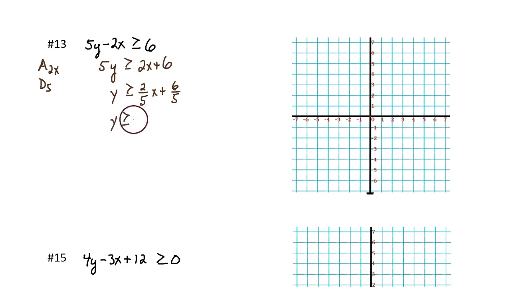The 6 over 5 is the same thing as the mixed number 1 and 1/5. By doing the y-intercept as a mixed number, it'll help us locate it on the y-axis. The y-intercept is 1 and 1/5, so a little bit above the 1. The slope is 2 over 5, rise 2, run 5.